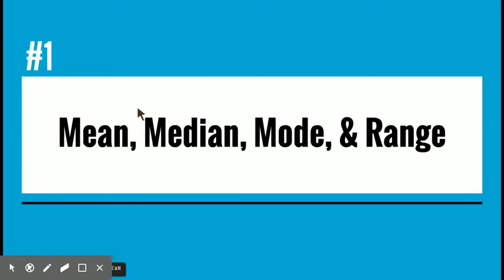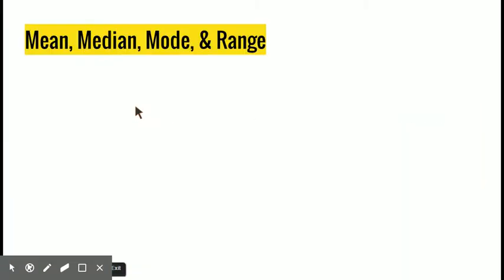So the first thing we're going to go over is the mean, median, mode, and range. And I'm not going to spend too much time on this lesson because we'll be spending some time on it in class, but also because you guys have gone over this for several years, especially in 6th grade. I know you guys spent a lot of time on this material.